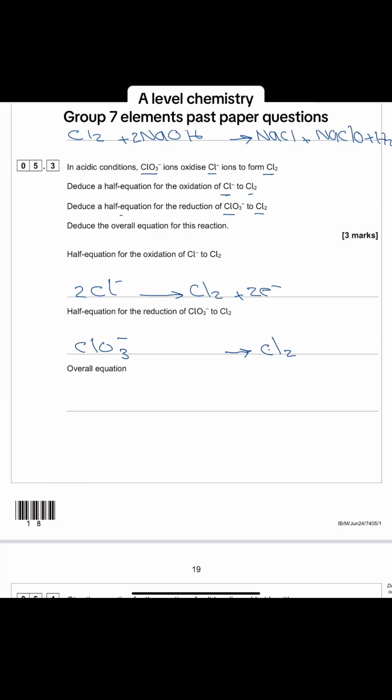And now let's balance. First, let's balance the chlorine or the chloride. So we're gonna have 2 of these. Now let's balance the oxygen. We have in total 6 of the oxygen. So we're gonna balance it by adding 6 of the water molecules here. Now we need to balance the hydrogen. We have 12 hydrogens, so there are 12 hydrogens. And finally, let's balance the electrons. So we would need 10 electrons here.